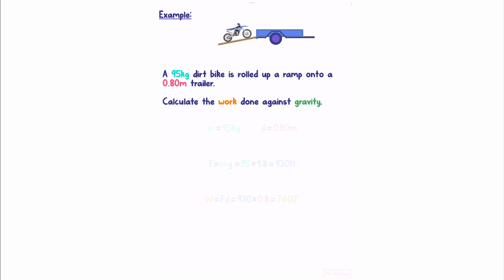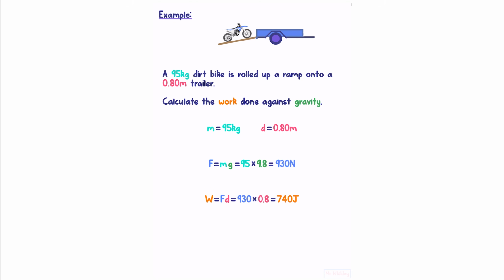A 95 kilogram dirt bike is rolled up a ramp onto a 0.80 meter trailer. Calculate the work done against gravity. We know the mass is 95 kilograms, and we know the distance. We know that work is equal to force times distance, and although we have the distance, we don't have the force. However, we do know that the force is gravitational, so it must be equal to mass times gravity. Putting in those numbers, we get 930 newtons. Using that in our equation below gives us 740 joules.